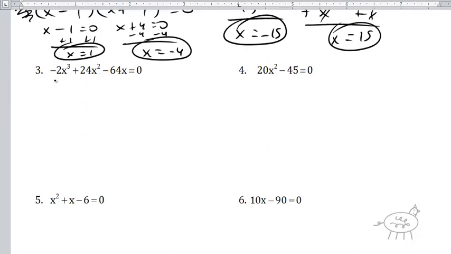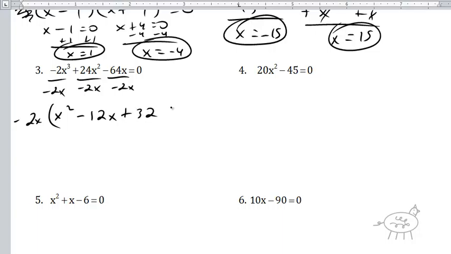Okay, this next one, I'm going to factor out two things. I'm going to factor out negative 2 and an x, because they each have an x. So you have negative 2x, and then parentheses, that's going to give me x squared minus 12x, right? 24 over negative 2 is negative 12. X squared over x is just x, and then plus 32, because the x's cancel. Okay, and that equals 0.